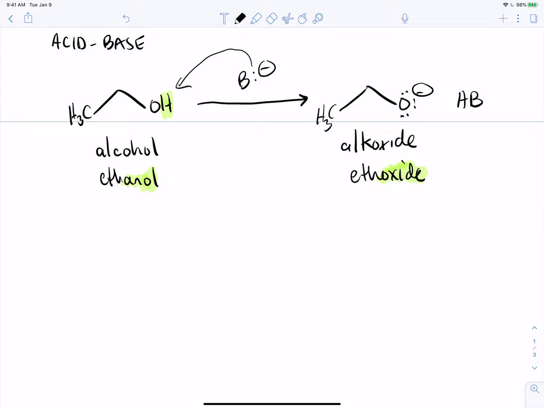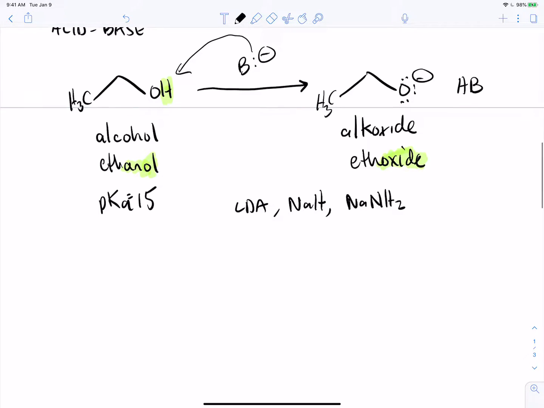So one thing is, what is the strength of the base that you need there? Well, the pKa of the alcohol is 15. So you have to use things that have conjugate acids with pKas that are greater than 15. If you used hydroxide or something like that, you would get some deprotonation. If you wanted to completely deprotonate this, you could use something really strong like LDA or sodium hydride, or what's another one that we know? Sodium amide, something like that.